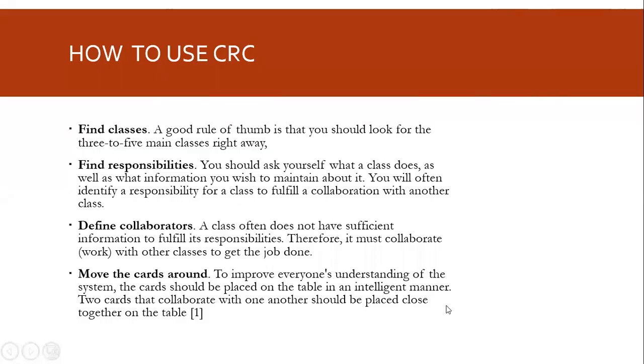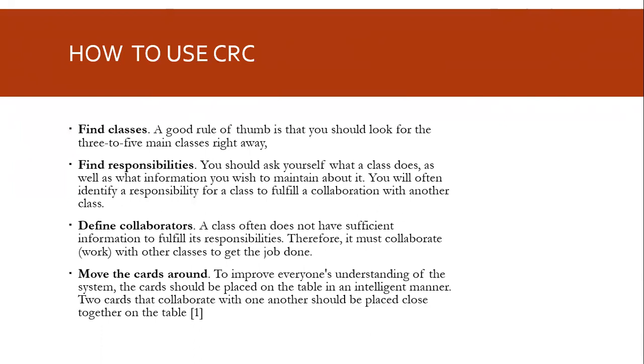Okay, so how to use the CRC? First of all, you'll need to find classes. A good rule of thumb is that you should look for 3 to 5 main classes right away. Second, you're going to find responsibilities. You should ask yourself what a class does, as well as what information you wish to maintain about it. You will often identify a responsibility for a class to fulfill through collaboration with another class.